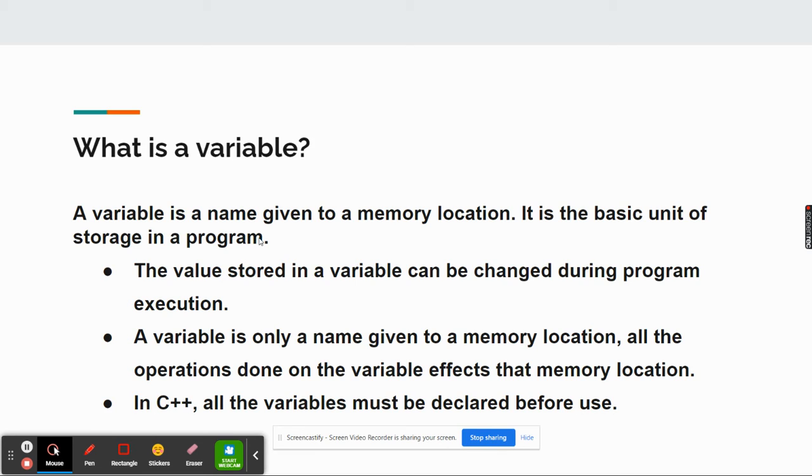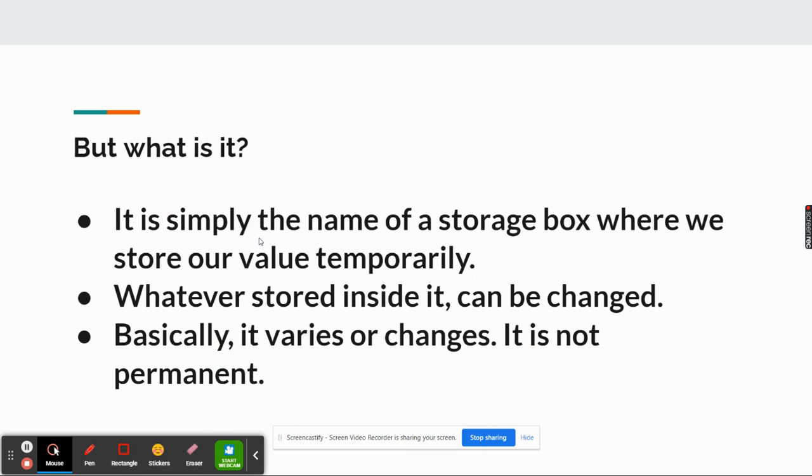In C++, all the variables must be declared before use. But what is it actually? It is simply the name of a storage box where we store our values temporarily. Whatever is stored inside it can be changed. Basically, it varies or changes. It is not permanent.